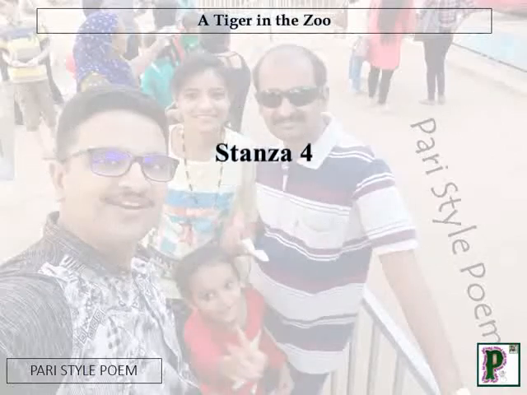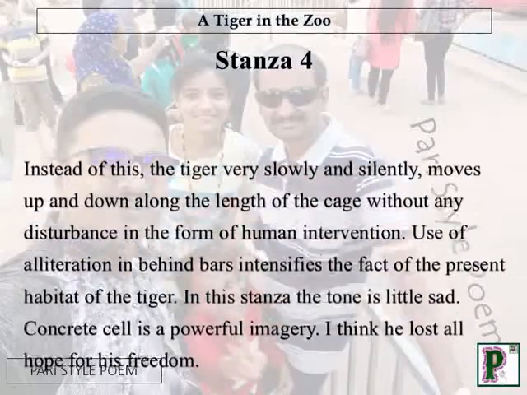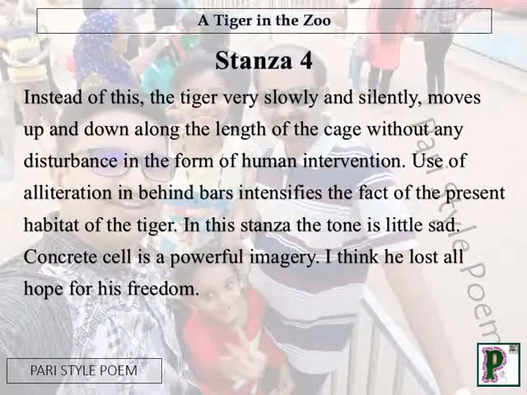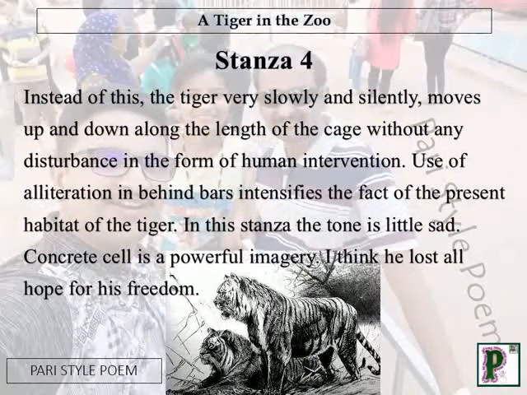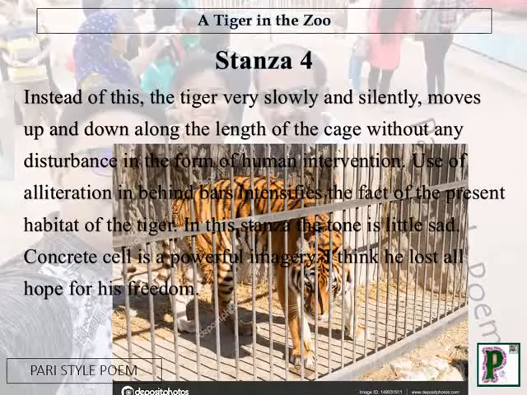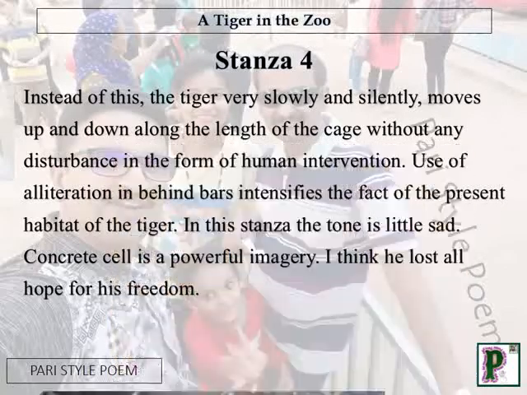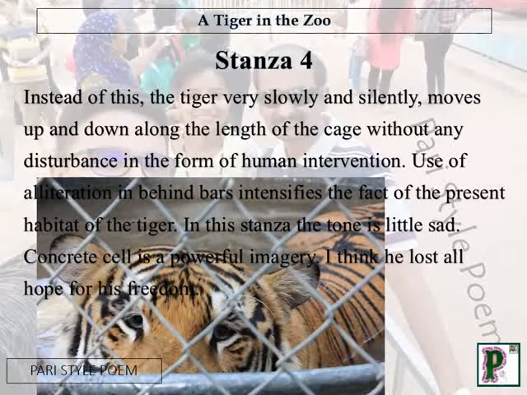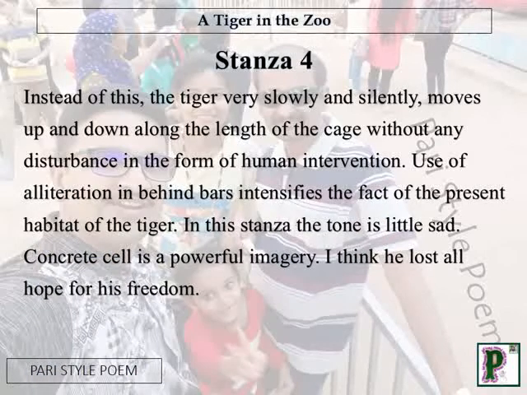Instead of this, the tiger very slowly and silently moves up and down along the length of the cage without any disturbance in the form of human intervention. Use of alliteration in behind bars intensifies the fact of the present habitat of the tiger. In this stanza the tone is a little sad. Concrete cell is a powerful imagery. I think he lost all hope for his freedom.